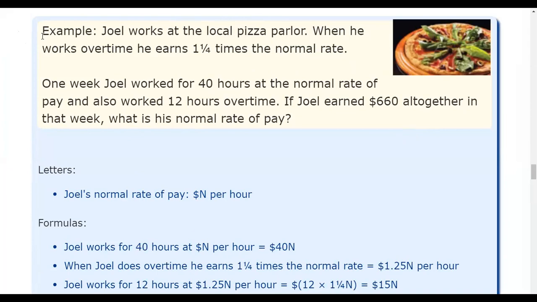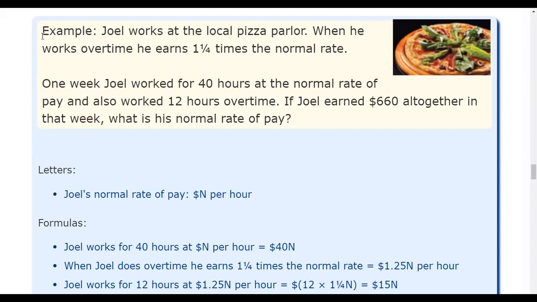Joel works at the local pizza parlor. When he works overtime, he earns 1.25 times the normal rate. One week, Joel worked for 40 hours at the normal rate of pay and also worked 12 hours overtime. If Joel earned 660 altogether in that week, what's his normal rate of pay?